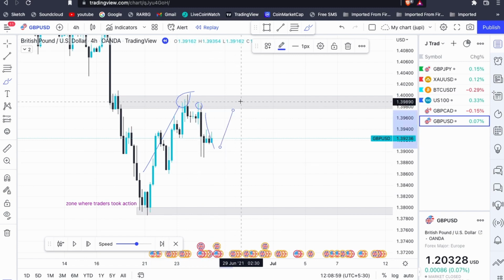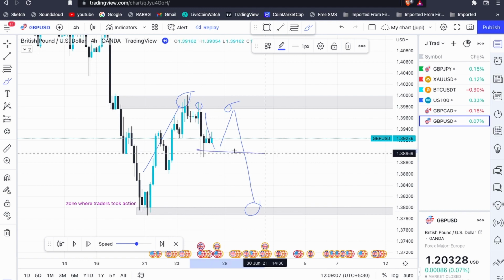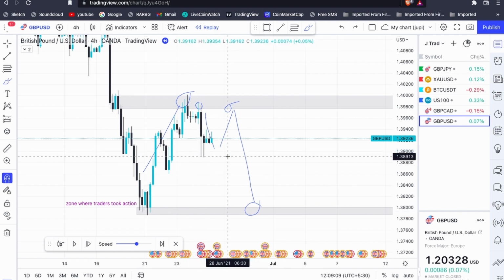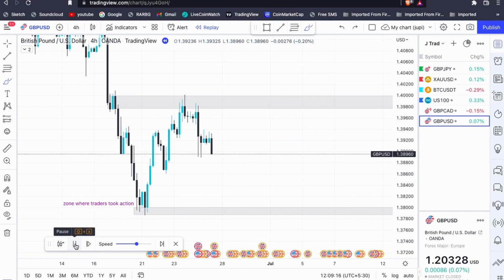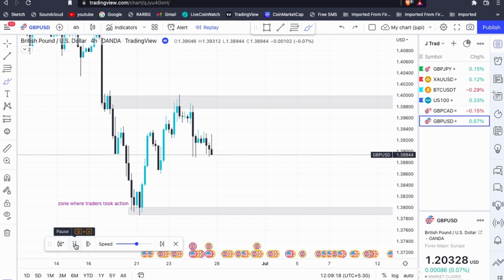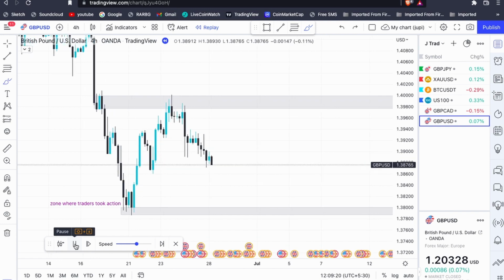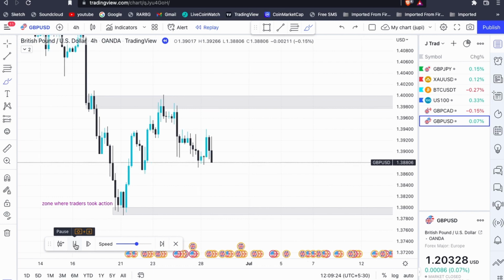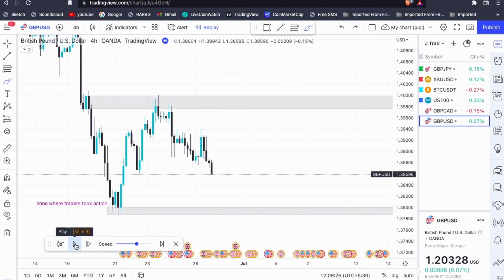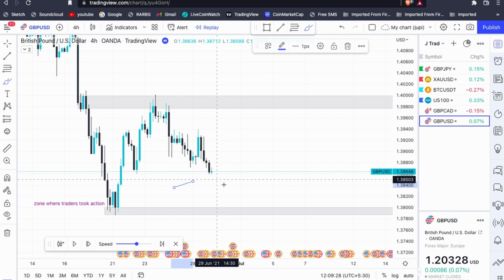If it comes back up again, it may get rejected, and bears may get a lot of force to push the price back down to this area again, right? Or maybe this area. So we will see that in a bit. So let's play the chart and follow. Okay, so it looks like it's going down to test that important key area. So let me pause this and let me show you.